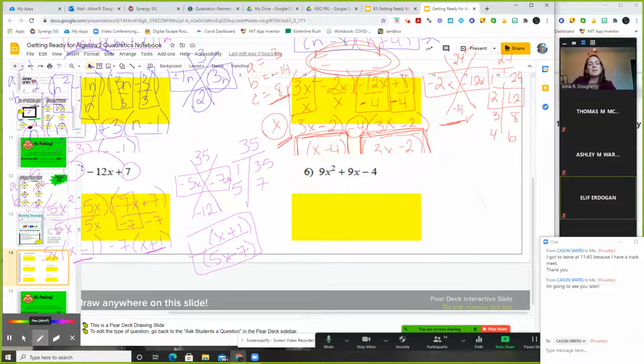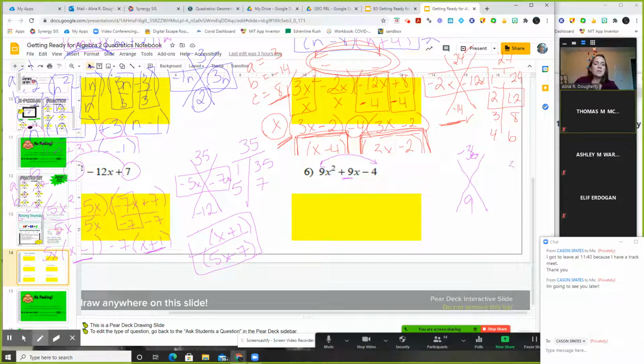What do we do for number 6? What goes at the top of my puzzle? You can unmute yourself or put it in the chat. Challenge yourself. If you haven't talked today, now is your opportunity. What is 9 times -4? -36. And then what goes at the bottom? +9. What multiplies to -36 and adds up to 9?